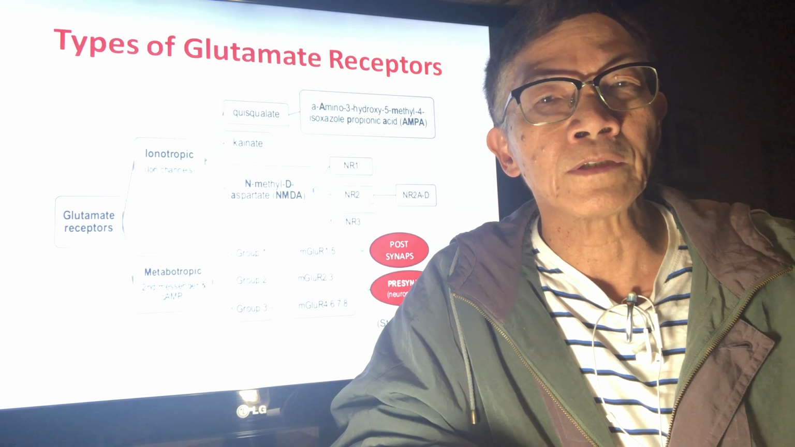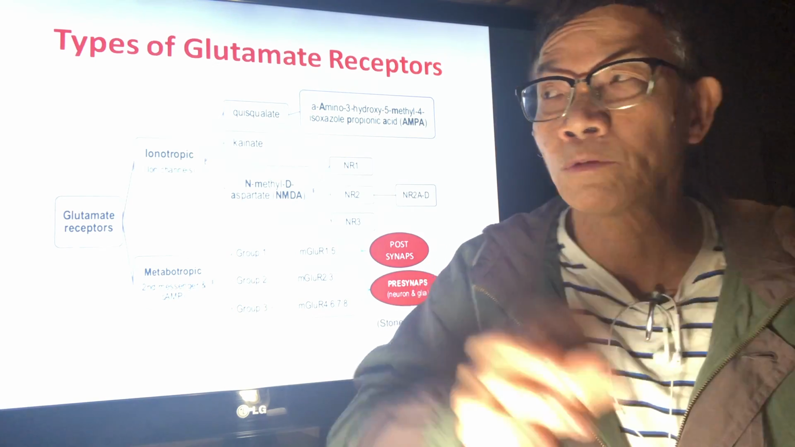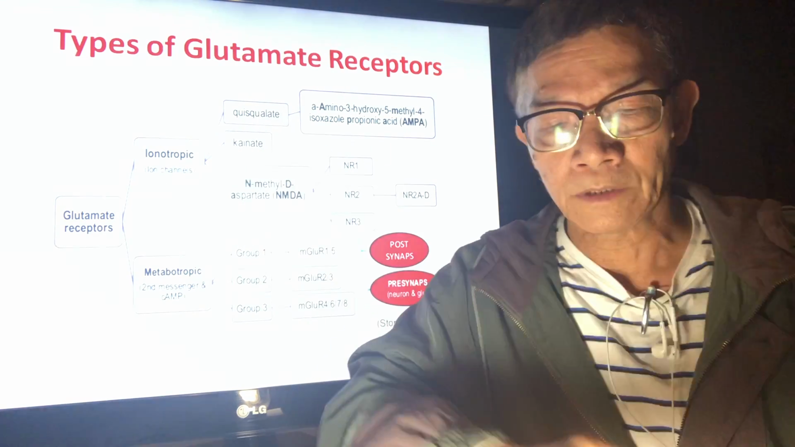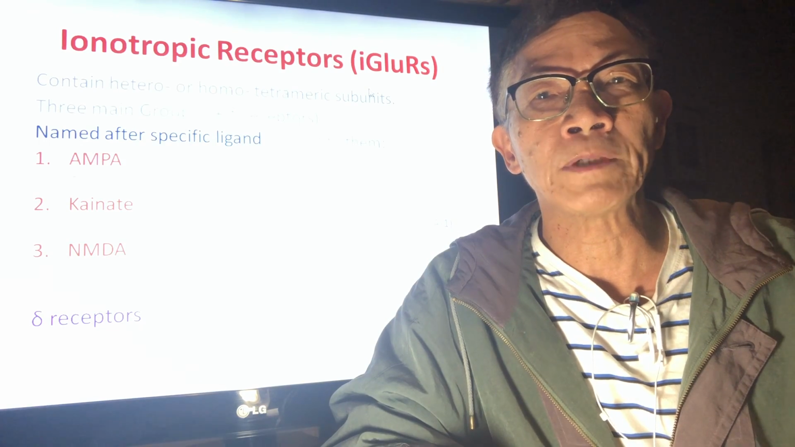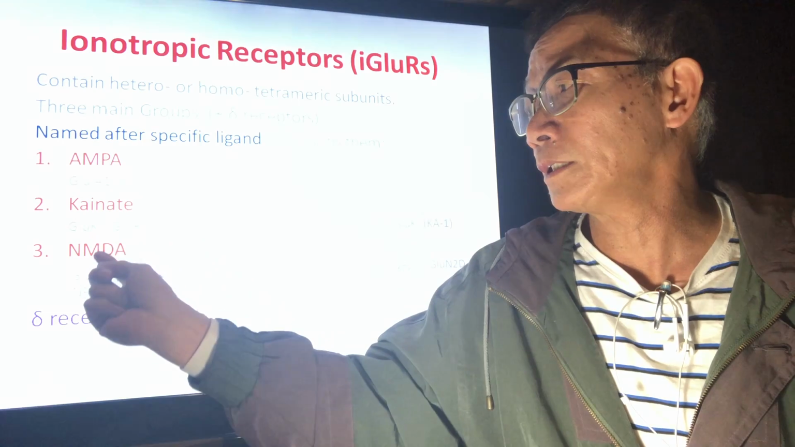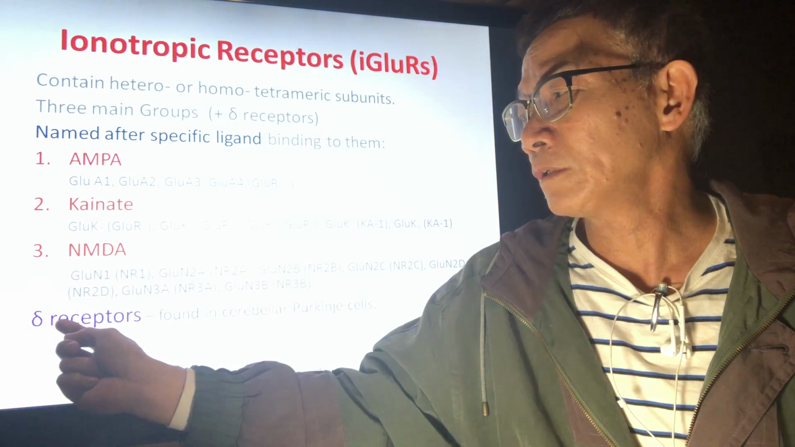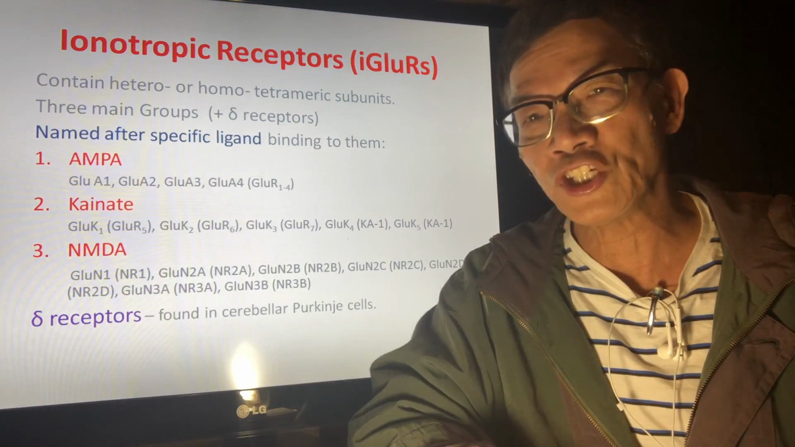This is the diagram showing different types of glutamate receptor, and the ionotropic receptor is classified according to the ligand it binds. So, the ionotropic receptors are classified as AMPA, kainate, and NMDA. And recently, we found a 4th type of receptor called delta receptor in cerebellar Purkinje cells.